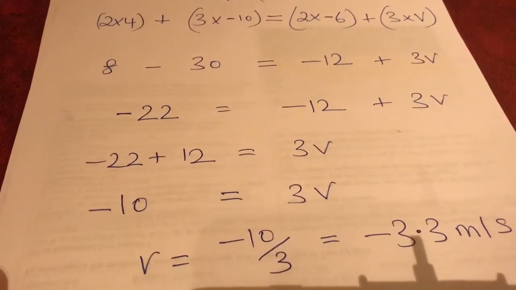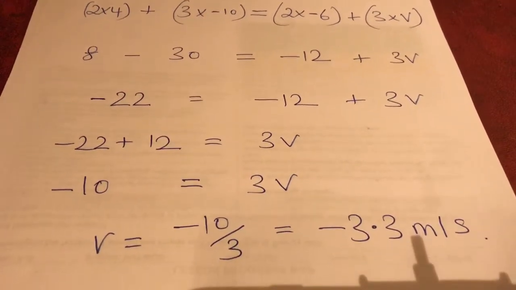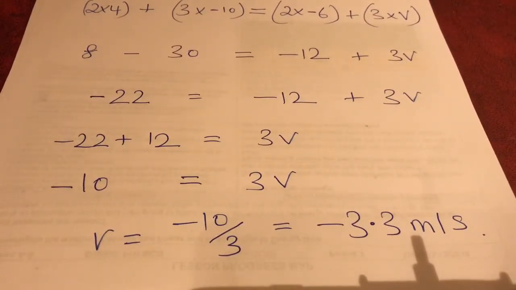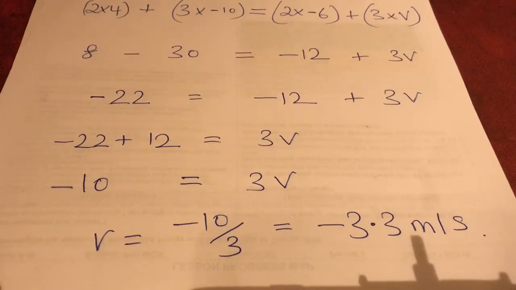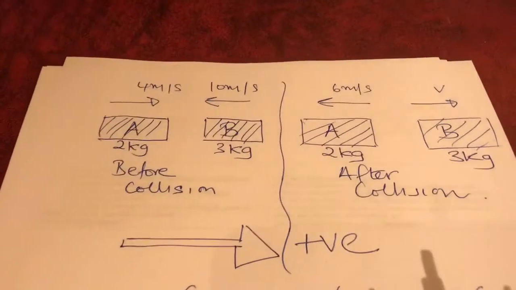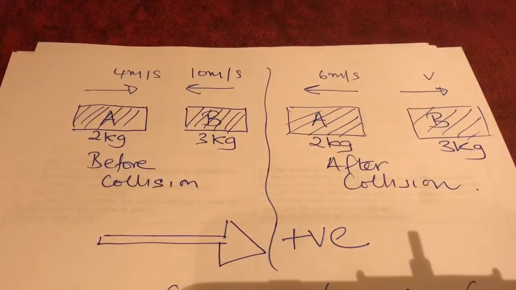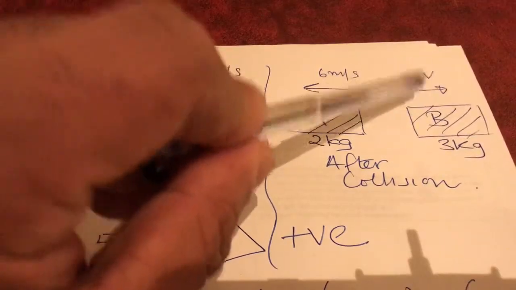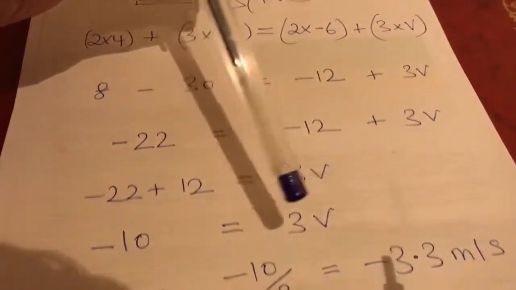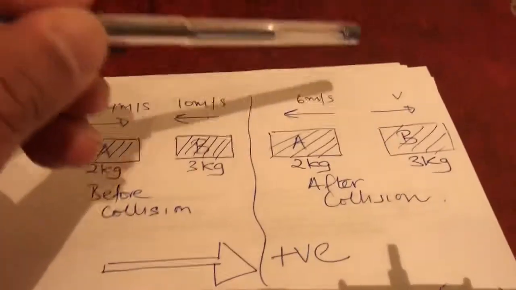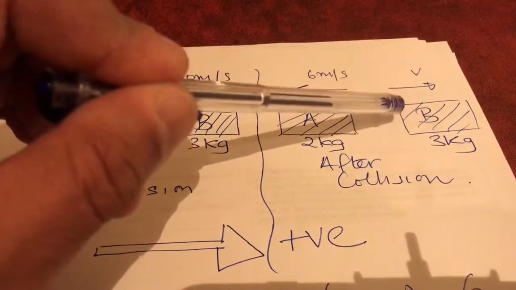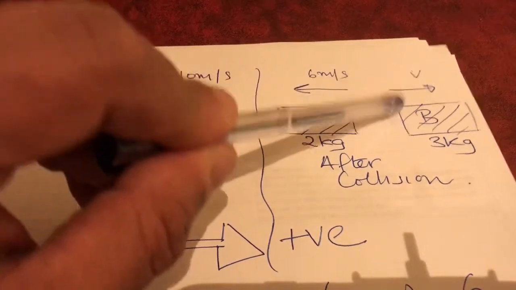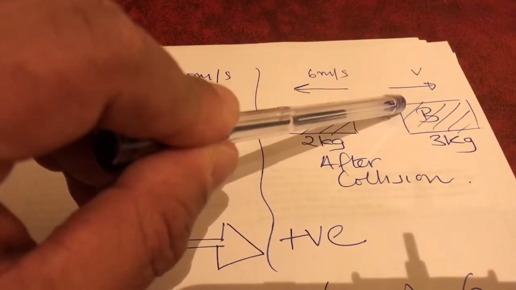The answer, as we can see, is going to be a negative number: minus 3.3 meters per second. What this shows you is that, because everything moving towards the right is positive, the velocity we just calculated to be minus 3.3 meters per second is not travelling in this direction, but in fact this mass will be travelling in the opposite direction.